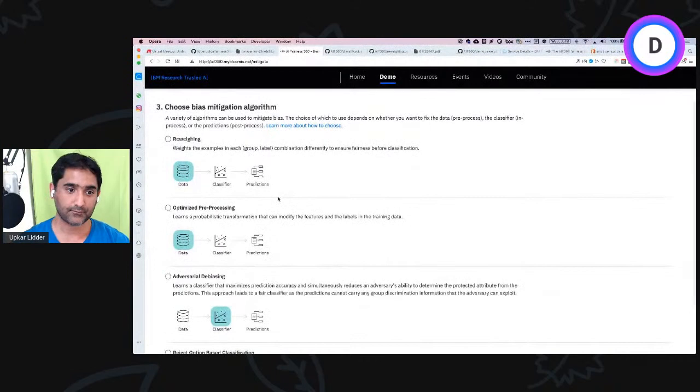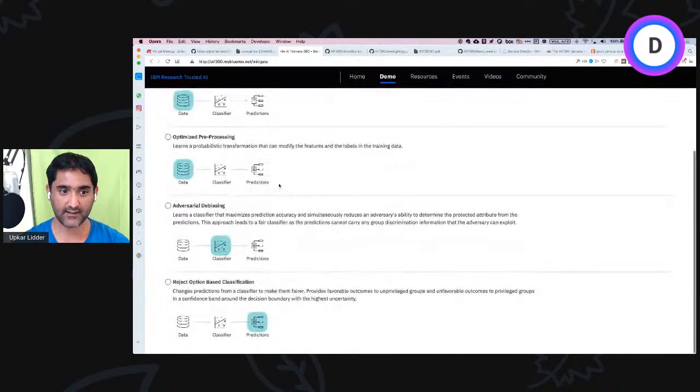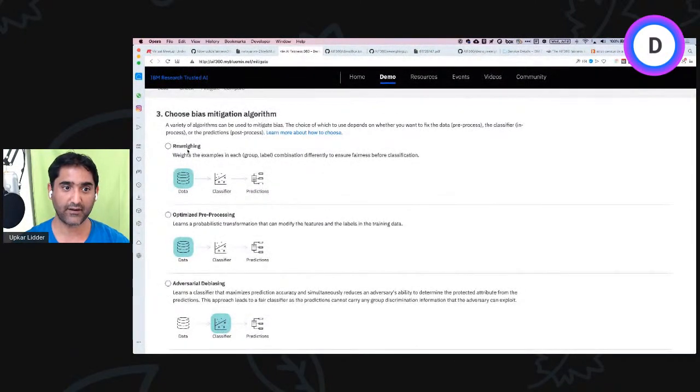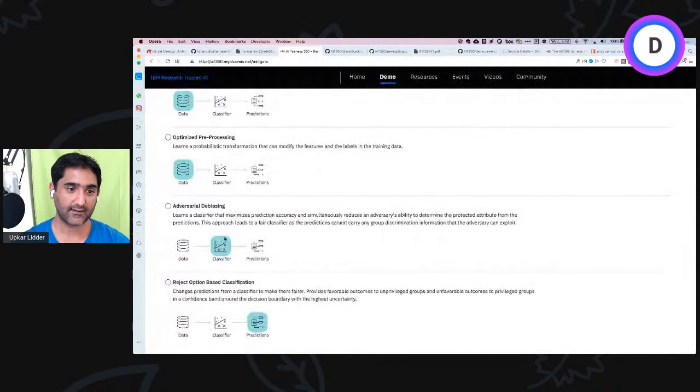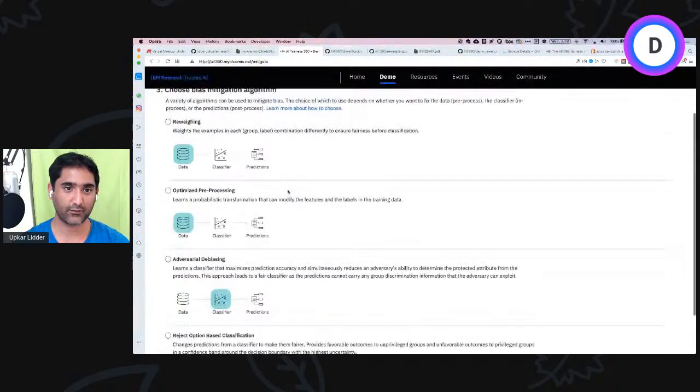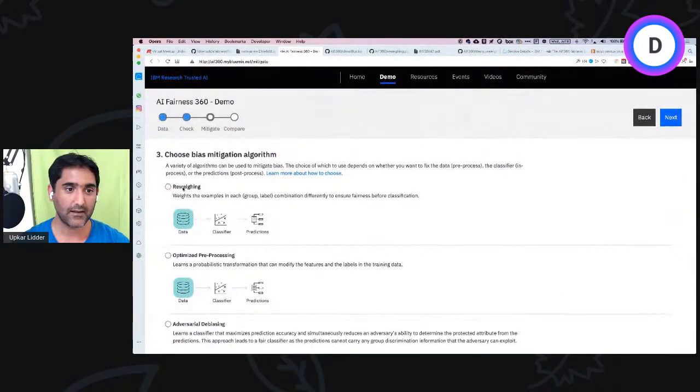So again, in pre-processing, there's a bunch of algorithms here. Reweighing is one. Also optimized pre-processing. They work on data. Then there is a debiasing algorithm that's working on the model itself. And then there's finally another mitigation algorithm that's working on predictions. And again, the actual algorithms are sort of out of scope for today. But let's try reweighing, since that's the easiest one to understand.